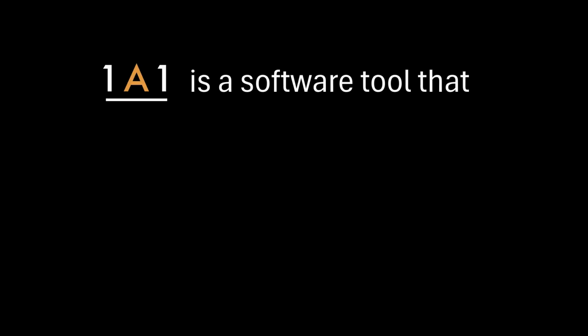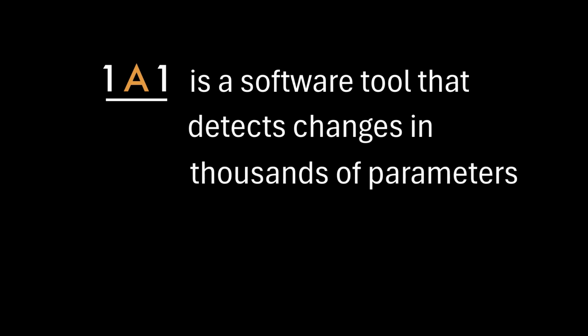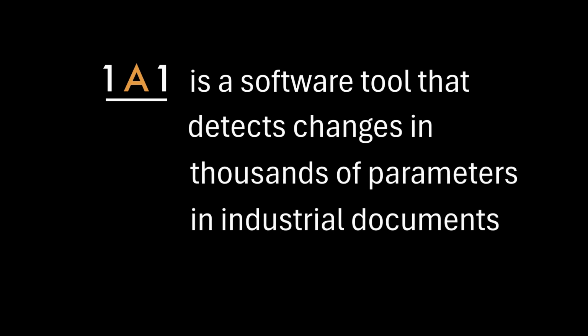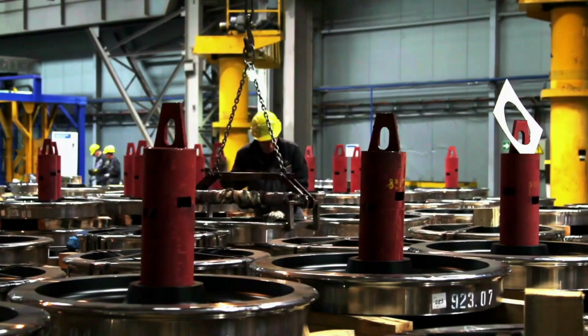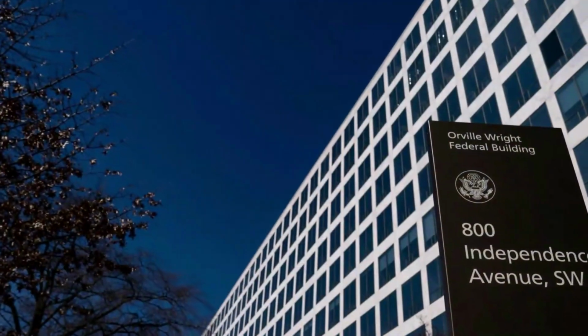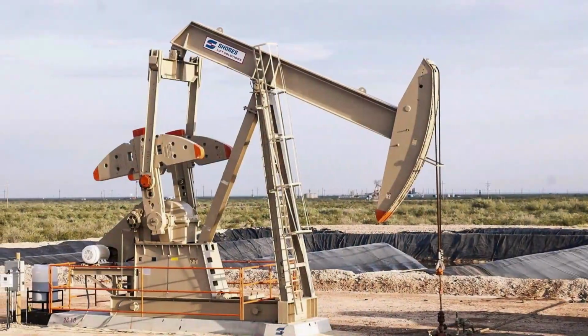Hello, welcome to 1A1. 1A1 is a new software tool that detects changes in thousands of parameters in industrial documents. These documents may contain regulatory, financial, engineering, or other operational information.